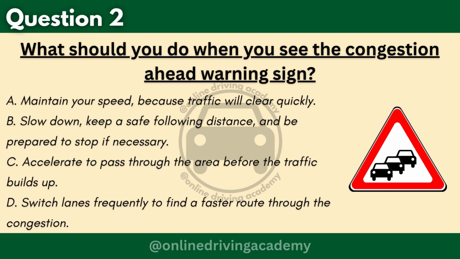Now, since the sign is going to warn of congestion ahead, it means that the traffic is going to be slow or it's going to be fully stopped. That means you need to reduce your speed, right? That should be your first action. And if we're looking at our 4 options, only option B is going to tell us to slow down, keep a safe following distance and be prepared to stop if necessary, right? All of the other options are just going to tell us to maintain your speed. It's going to tell us to accelerate. And those are all incorrect.